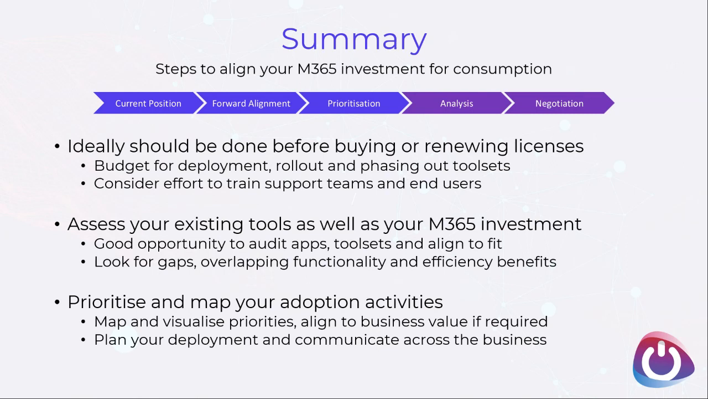Look for gaps, look for overlapping functionality, right? And look for where you can drive efficiency benefits. And then prioritize that, map that adoption plan and activity. I think this is very, very powerful visually, right? And make sure you communicate that across the business.